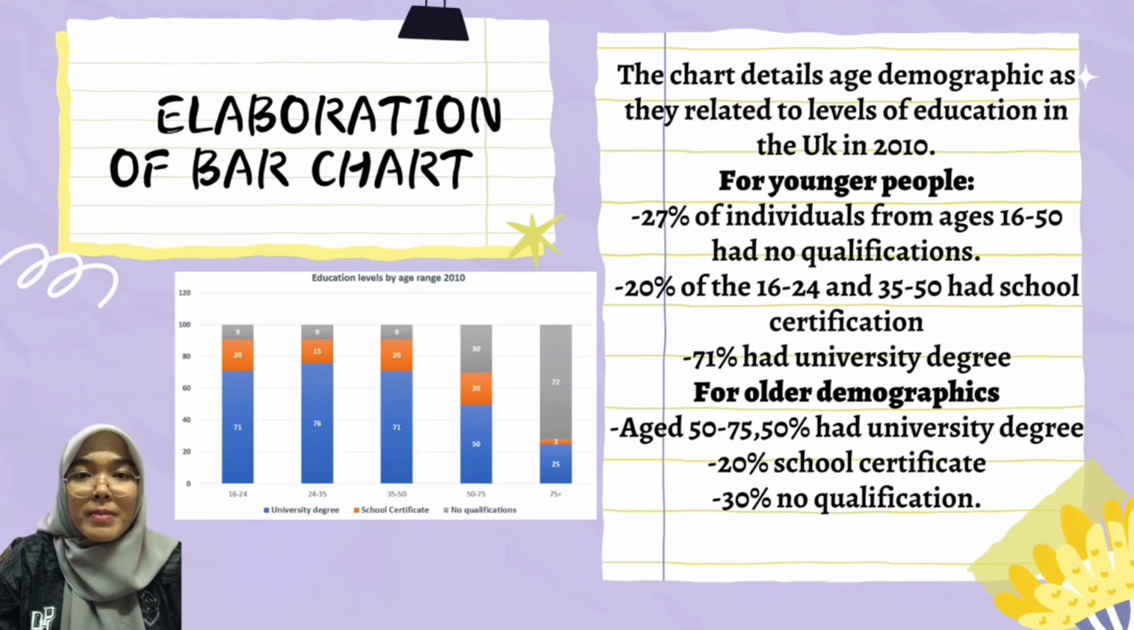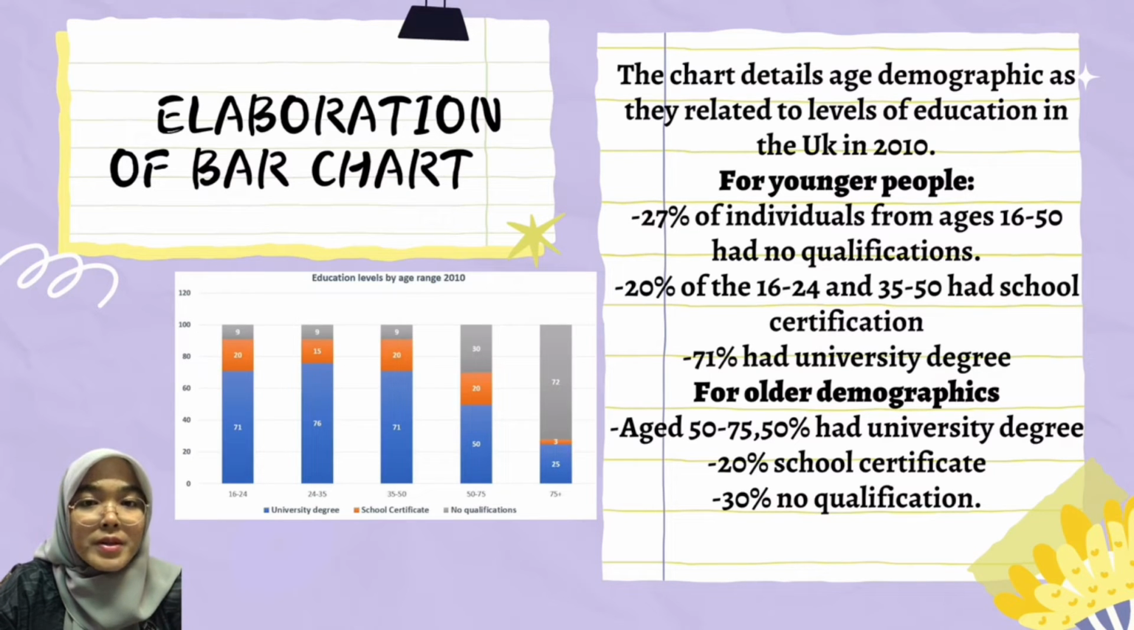Looking from an overall perspective, it is readily apparent that older people, particularly in the oldest age bracket, tended to have no or fewer qualifications. Looking first of all at younger people, precisely 27% of individuals from age 16 until 50 had no qualifications. Breaking that down further, 20% of the 16 until 24 and 35 to 50 groups had school certification and 71% had university degrees. For age 24 until 35, the numbers are slightly different, with 76% having graduated university and 15% with a school certification.